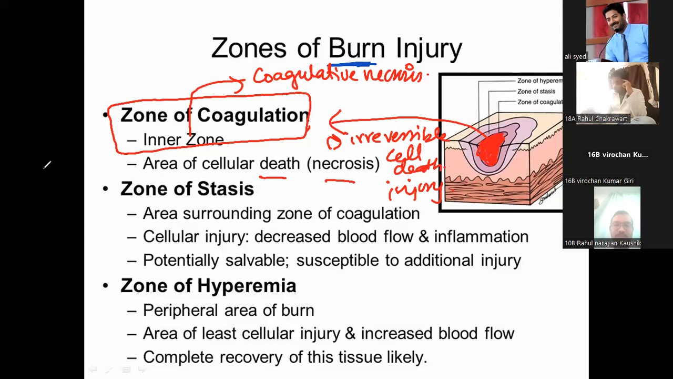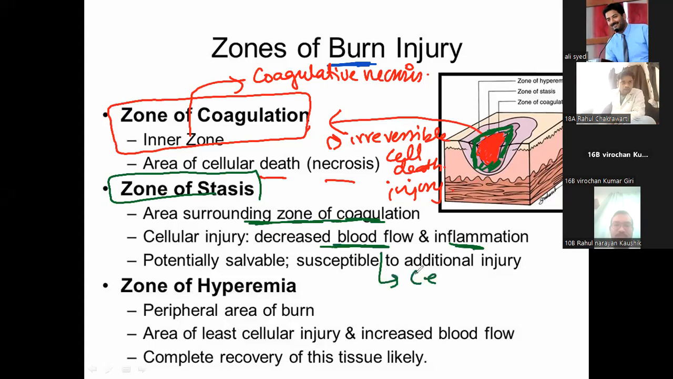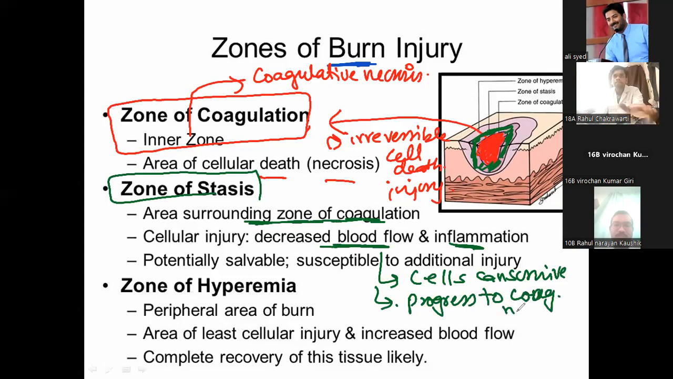Second, around the zone of coagulation, this green area, which I am highlighting in green color, is known as the zone of stasis. So the area surrounding the zone of coagulation is your zone of stasis. Please remember, here the blood flow is less and inflammation is less. So in this area, cells can survive if you give proper help to the patient. If you are not going to give proper help to the patient, these cells can also progress to coagulative necrosis.